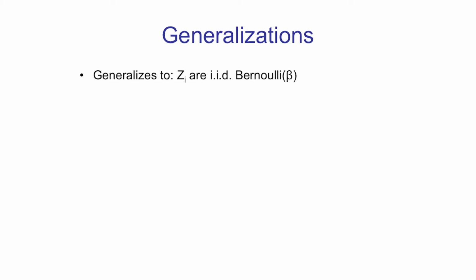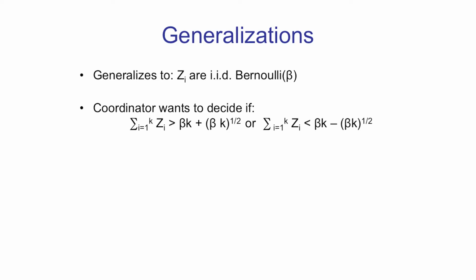OK. I just want to mention some generalizations without proof. So it generalizes when the zi are not necessarily Bernoulli 1/2. And now the coordinator wants to decide, they're still independent, if the sum of the bits is at least beta k plus root beta k, where the coins now have bias beta, or at most beta k minus root beta k. You still get an omega k lower bound.